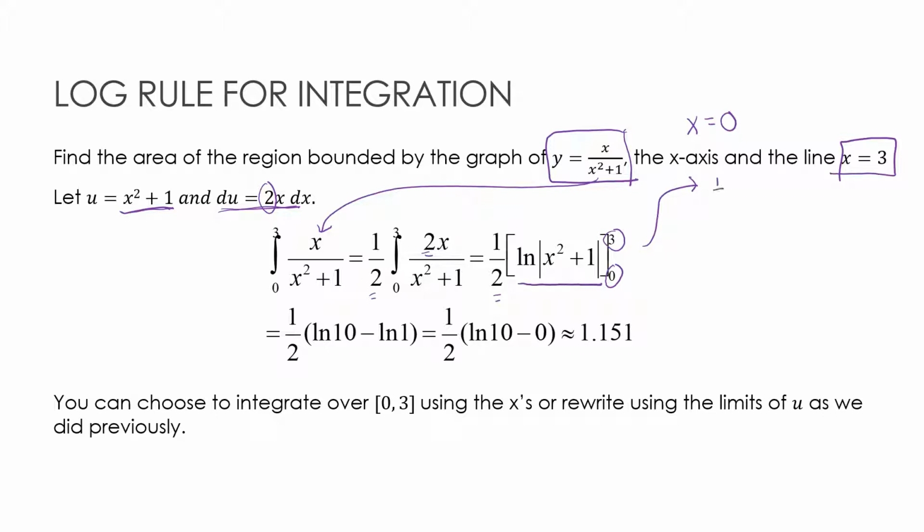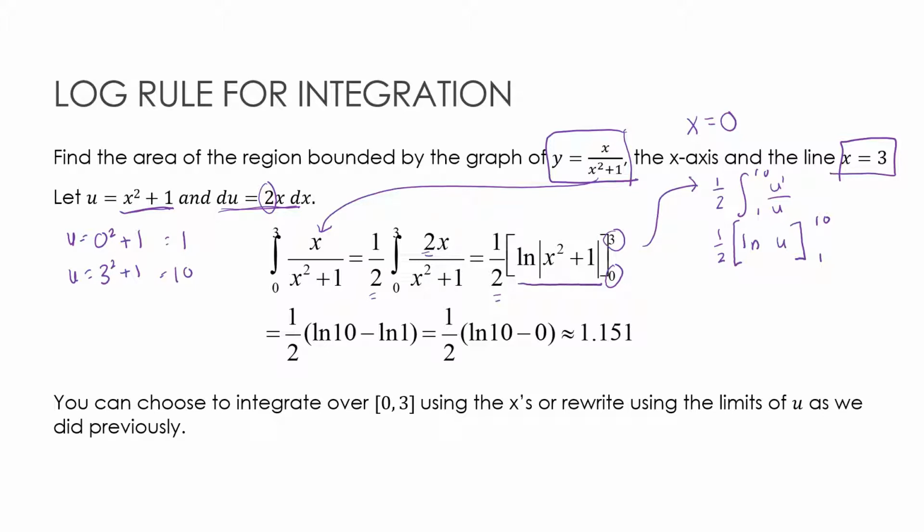So if I had actually plugged it in and said this is 1/2 integral of u prime over u, then I would have to put in 0 squared plus 1, and then the other, 3 squared plus 1. So I would then be going from 1 to 10. So if I would have kept it in the u's, I'd be going from 1 to 10. So this would then be 1/2 and then natural log of u from 1 to 10.